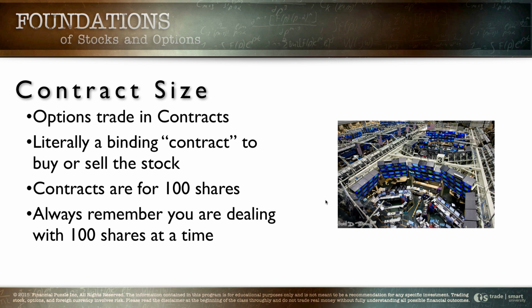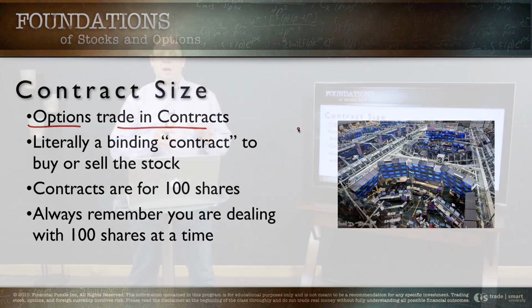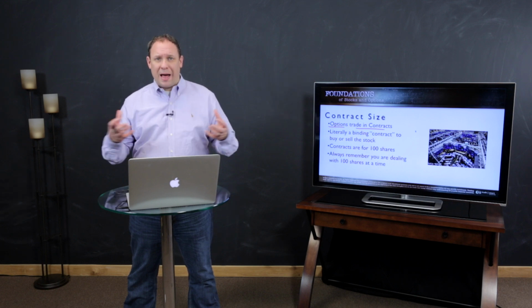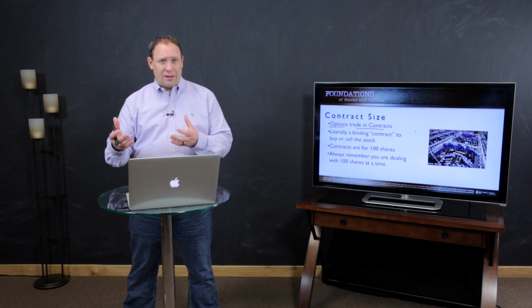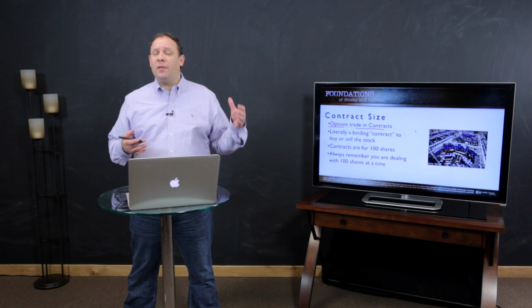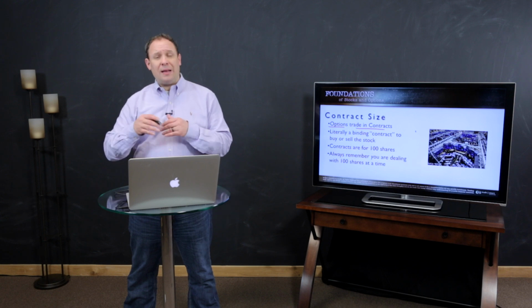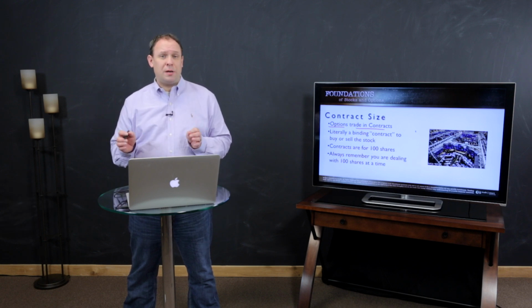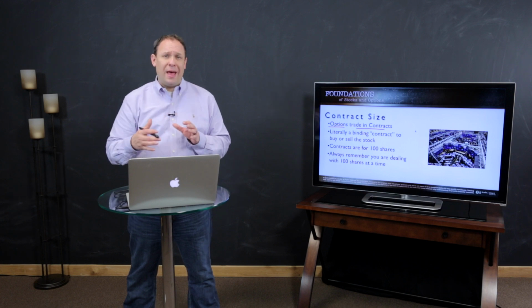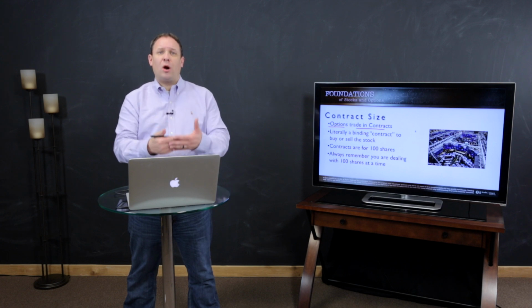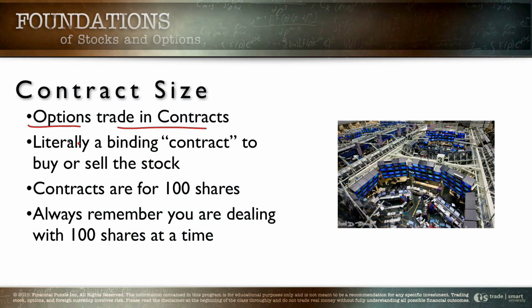When we talk about contract sizes, you need to understand that options trade in contracts. When we deal with stock, we're dealing with individual shares of the company. When we're dealing with options, we're dealing with a contract, not a share. And that contract is going to be written in a certain way. In the old days, those contracts would be written between two parties. In the new days, when you sign those disclosures at the beginning of opening your options trading account, you're signing away your right to that broker to trade those contracts on your behalf. And so you literally are entering into a binding contract. When you trade an option, it is literally a binding contract to buy or to sell that stock.